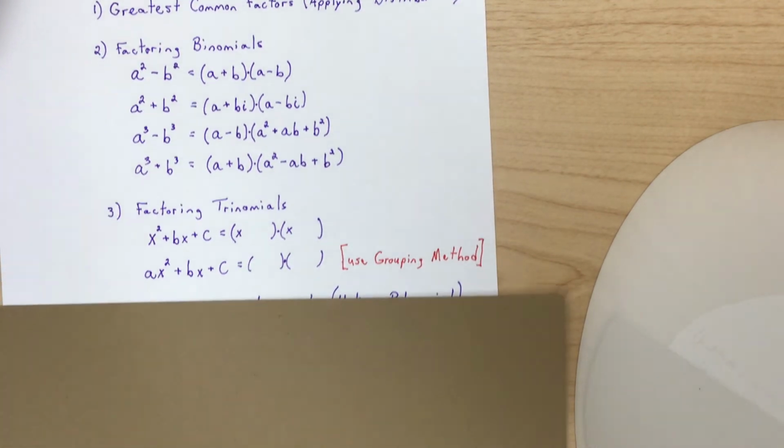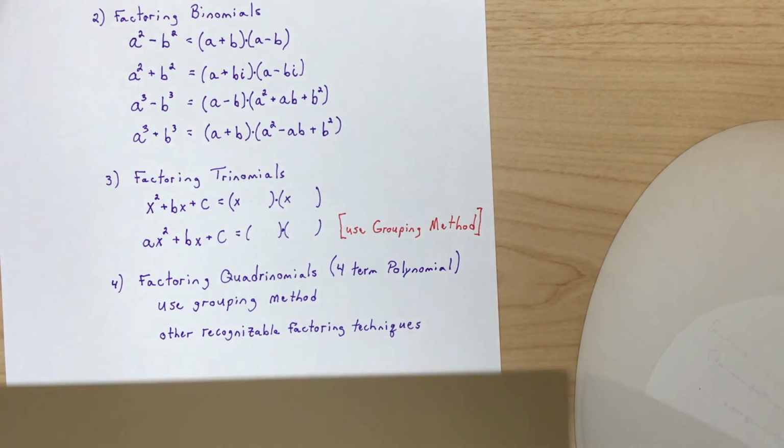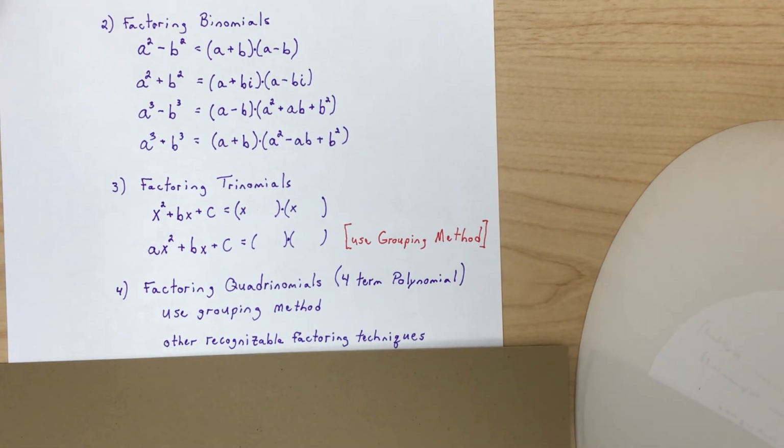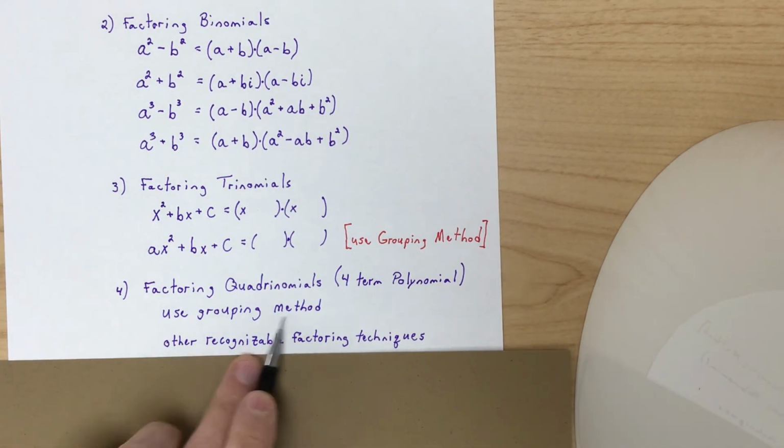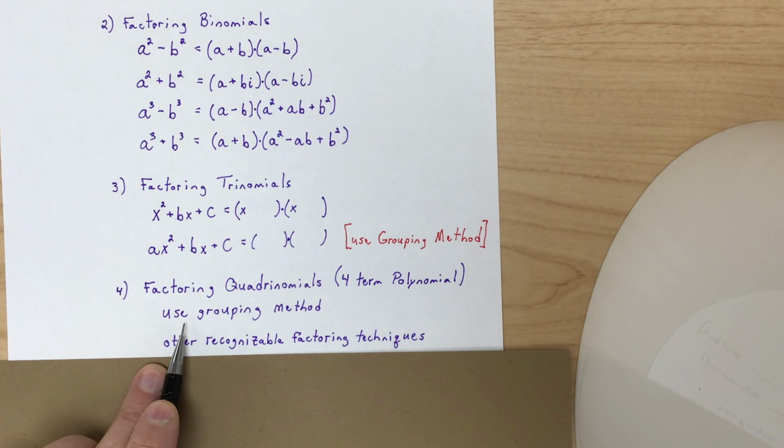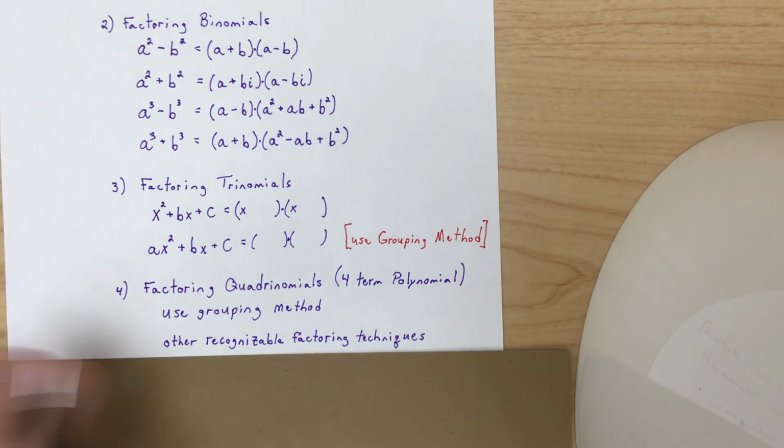All right, now after that is more than 3 terms. So for 4-term polynomials, we'll have to use what is called the grouping method. I'll show examples of that. And in some cases, you may have to use some other type of factoring technique. I think I have one example in my notes to show you that. Again, I'm not showing 5 terms or 6 terms, because each one of them is going to require a different type of technique.